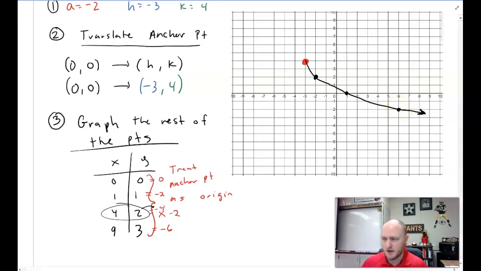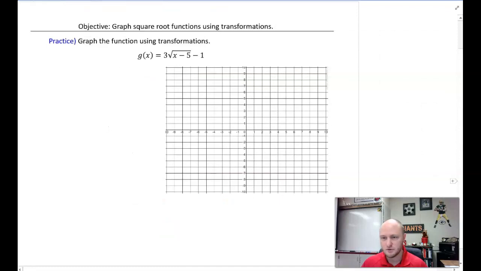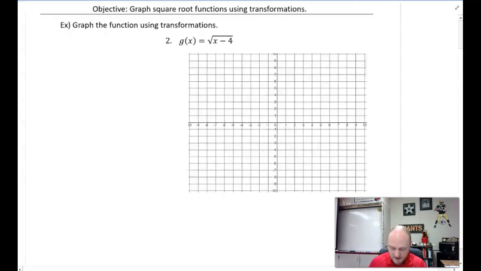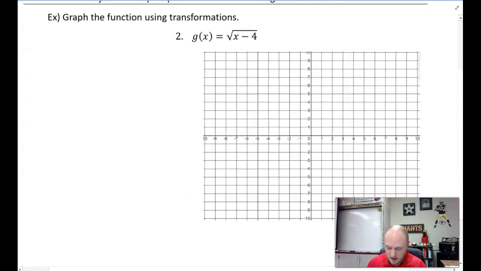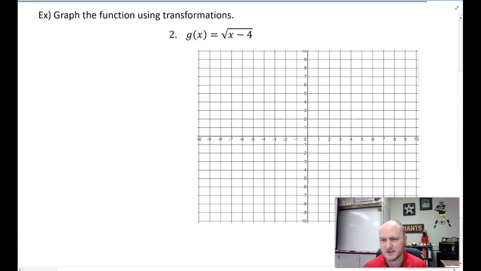All right, I want to do another example before I have you practice. Here's example number 2. If you have a spot where it says practice, skip that. So write this one.